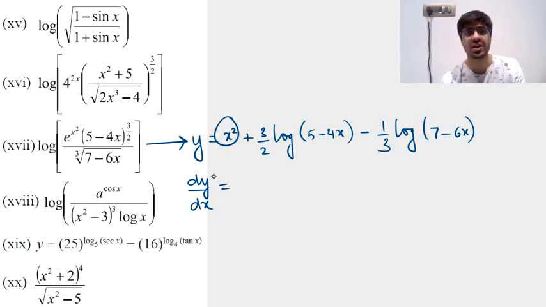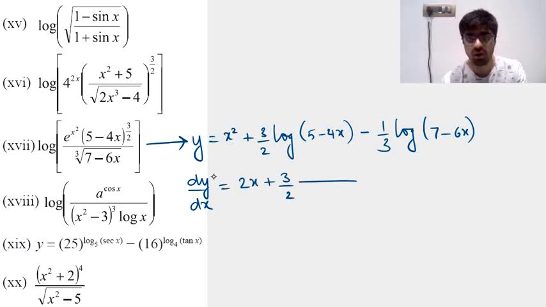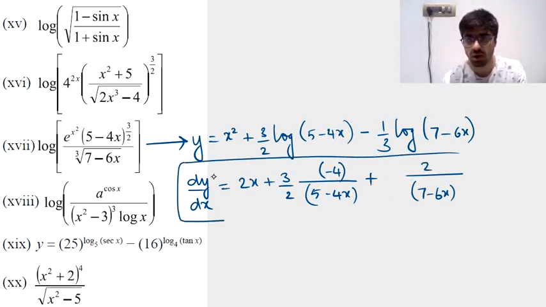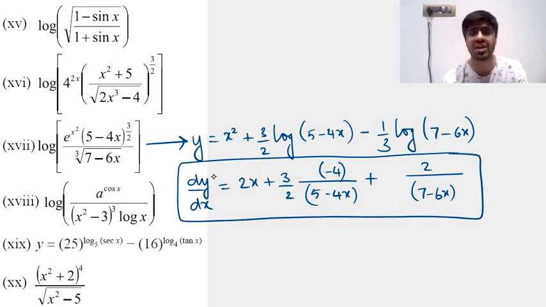dy by dx will now be 2x plus, there's already a 3 by 2 here, 1 upon 5 minus 4x, the whole into the derivative of this, which is minus 4, minus 1 upon 3 upon 7 minus 6x, and a minus 6 in the numerator. 3 and minus 6 get cancelled, giving you a plus 2. So you have a plus 2 here. And that's the final expression of dy by dx.